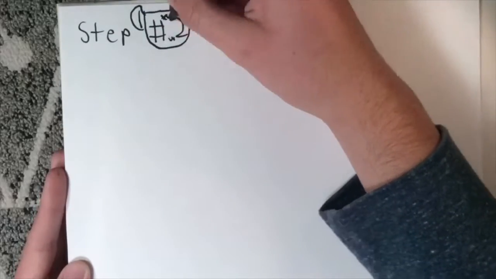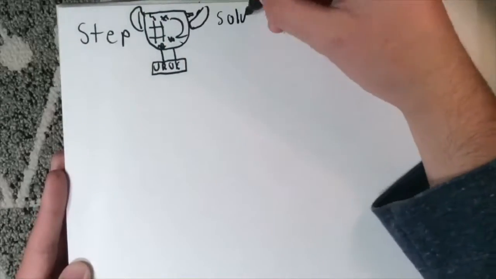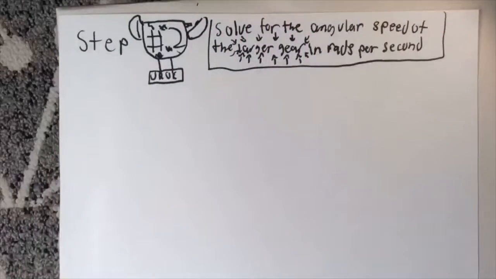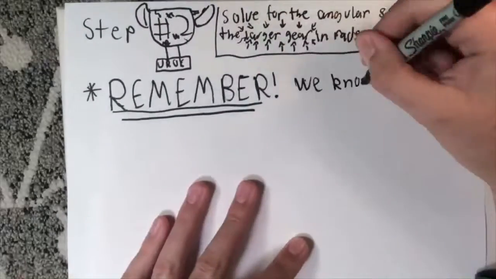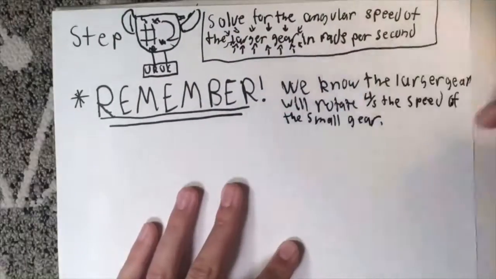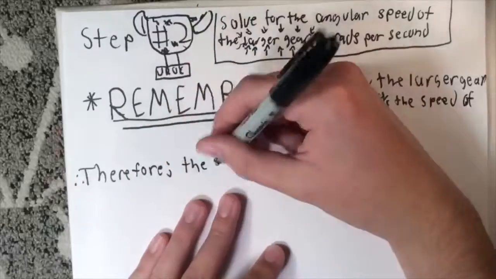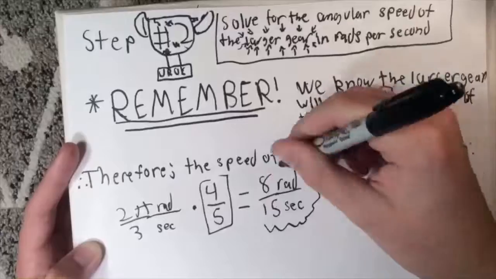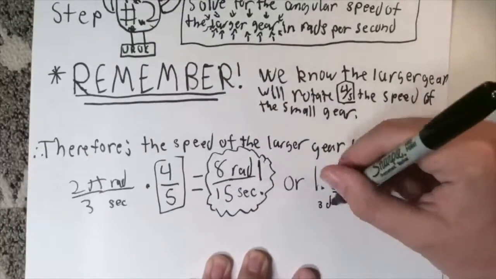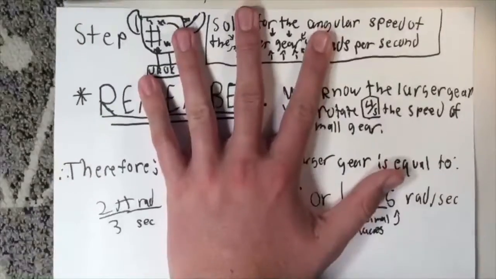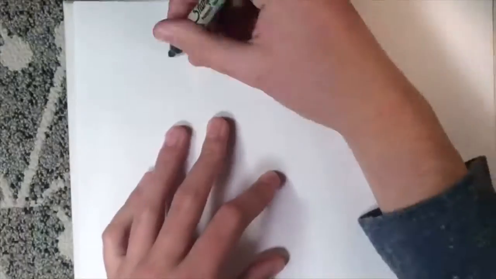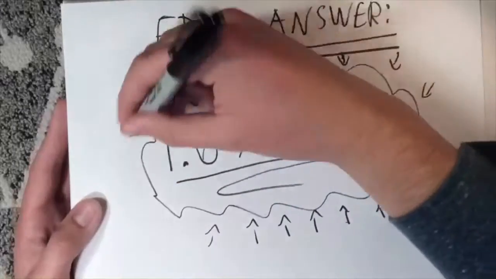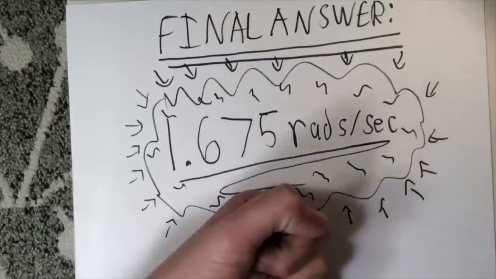Step number 2. Solve for the angular speed of the larger gear in radians per second. Remember, we know the larger gear will rotate at 4/5 the speed of the smaller gear. Therefore, the speed of the larger gear is equal to 2 pi radians over 3 seconds times 4 over 5, equals 8 pi radians per 15 seconds, or 1.675 radians per second. Final answer is 1.675 radians per second.